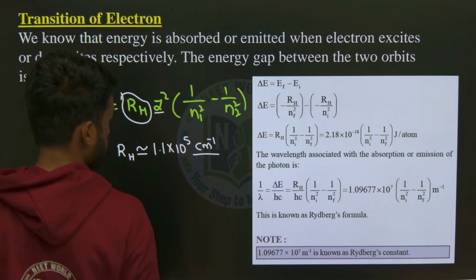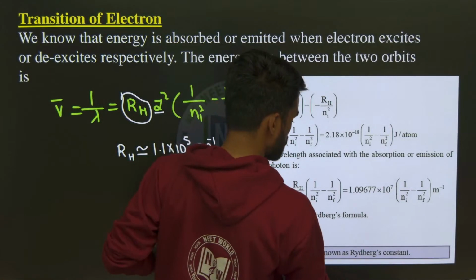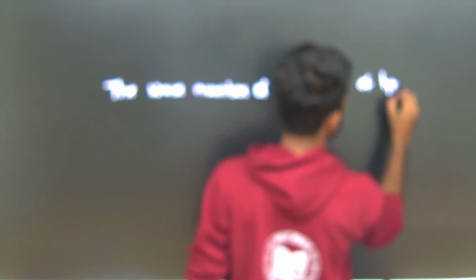Let me make one question related to this wave number. See, the wave number of the first line of Lyman series of helium ion is X.